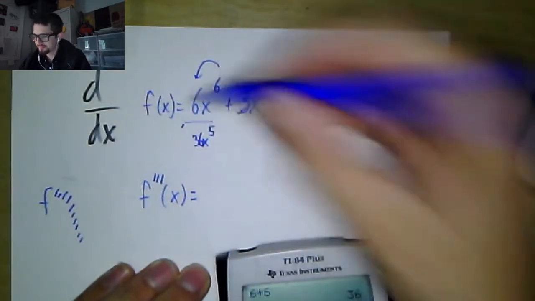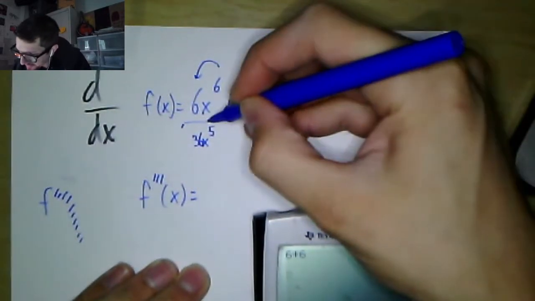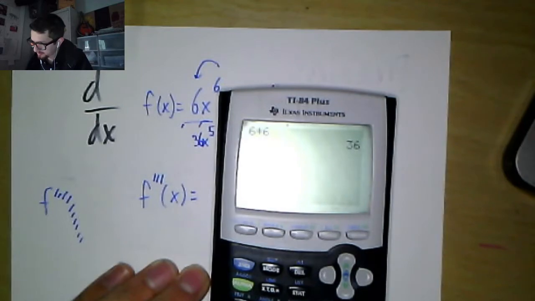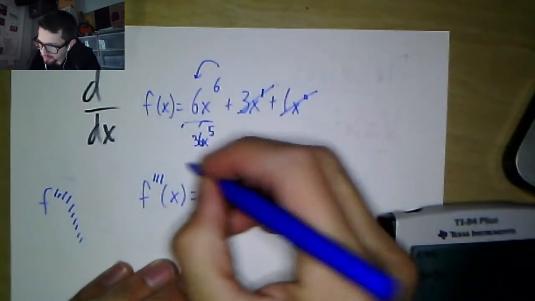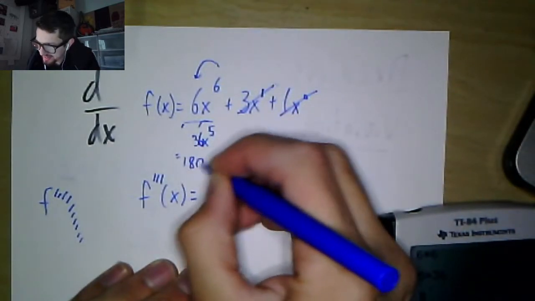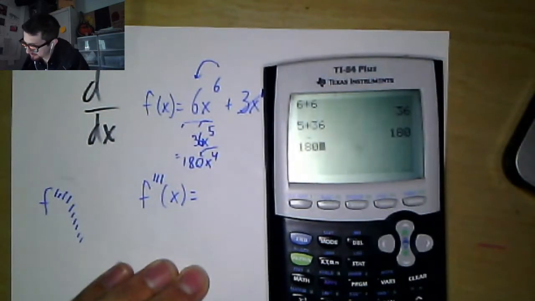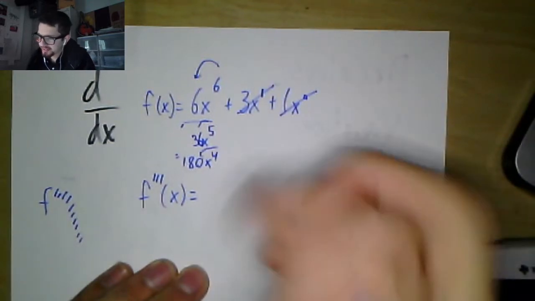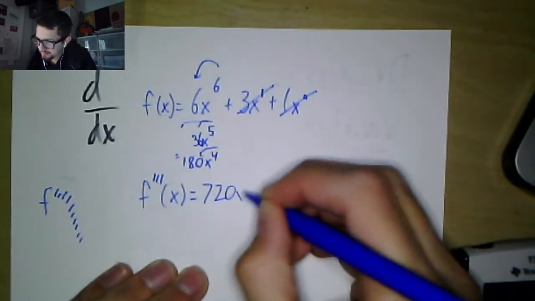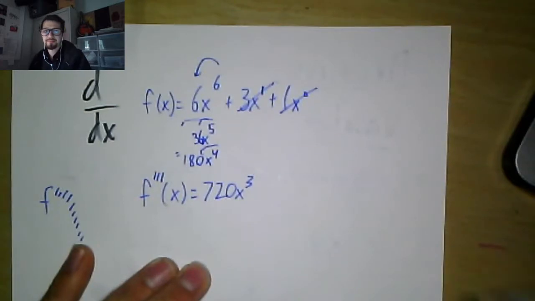That's the first derivative. Then we do it again. 5 times 36. That gives us 180. So we'd say second derivative is 180x to the 4th. Then we'd multiply it again. 4 times 180. And we get 720x to the 3rd. And that is our answer.